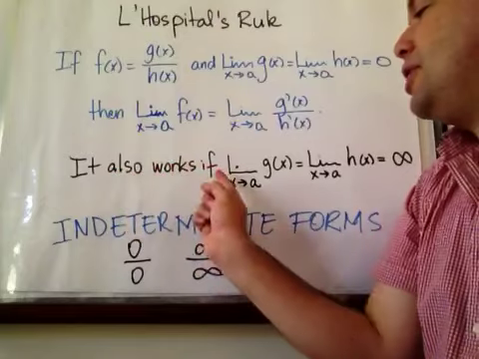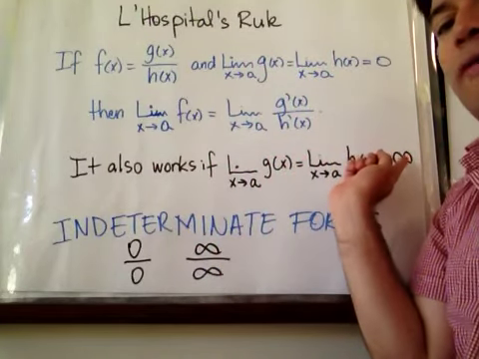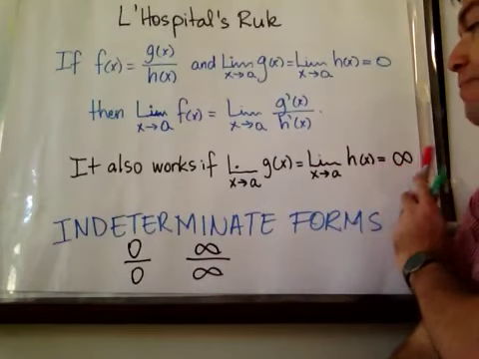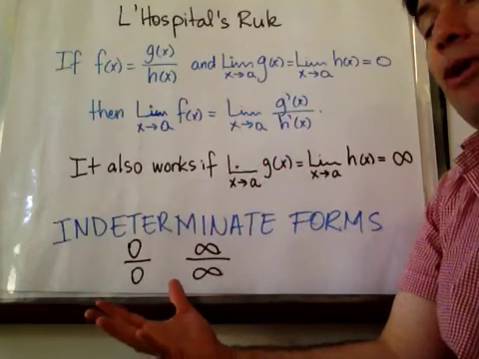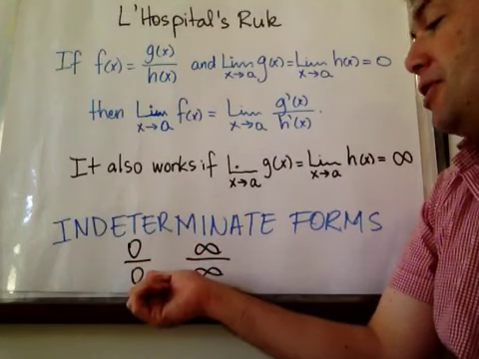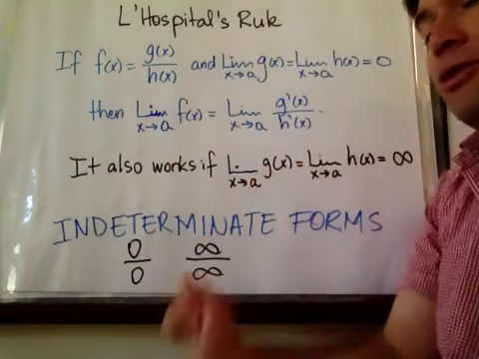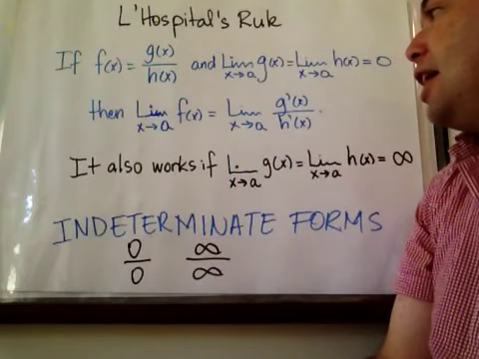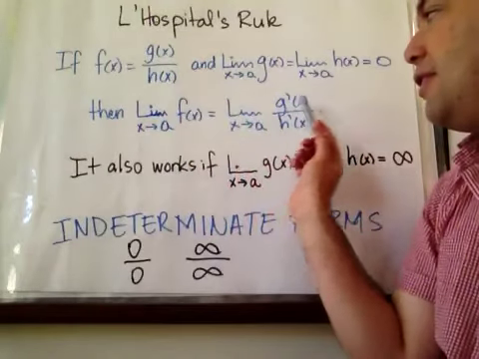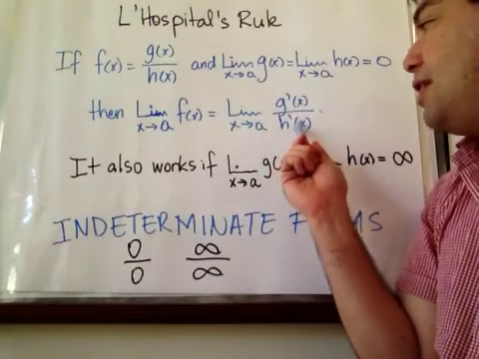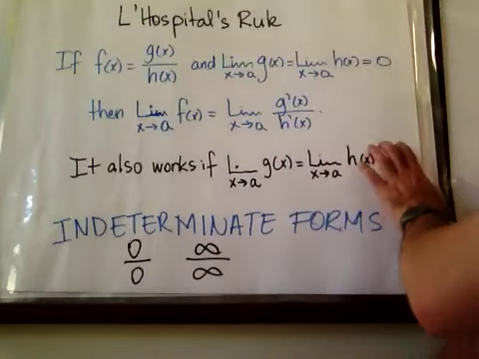L'Hopital's rule also works if these two limits go to infinity. So if we have the limit of something and it's an indeterminate form, 0 over 0 or infinity over infinity, we can use L'Hopital's rule. Just notice, it's not the derivative of the quotient. It's the derivative of the numerator over the derivative of the denominator. We'll see some examples.